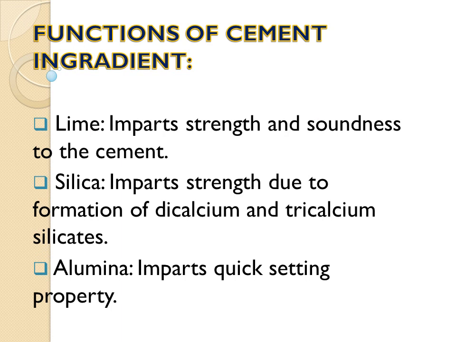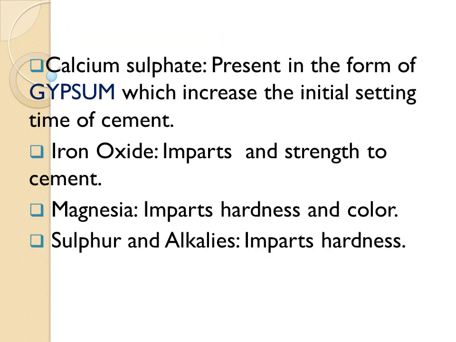Then let's talk about function of cement ingredients. The first ingredient that we have is lime. Its function is to impart strength and soundness to the cement. We've got also silica. It should impart strength due to formation of dicalcium and tricalcium silicate. We've got also alumina, which imparts strength quickly by setting property.